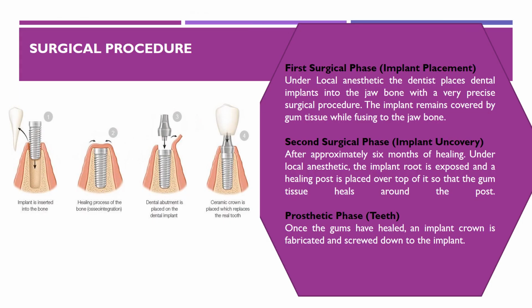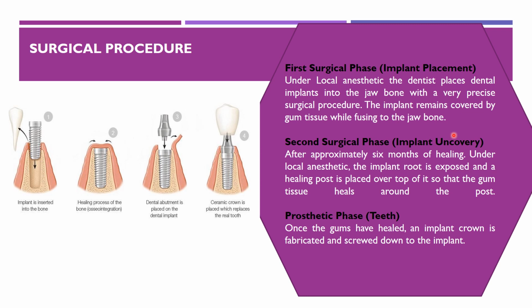Coming to the details of the surgical procedure, the first surgical phase is implant placement under local anesthesia. The implants are placed into the jawbone with a very precise surgical procedure. The implant remains covered by the gum tissue while fusing into the jawbone. This describes the submerged type of implant placement. We will be discussing flapless implants, submerged implants, and non-submerged implants. For submerged implants, we always have to go for the second surgical phase.